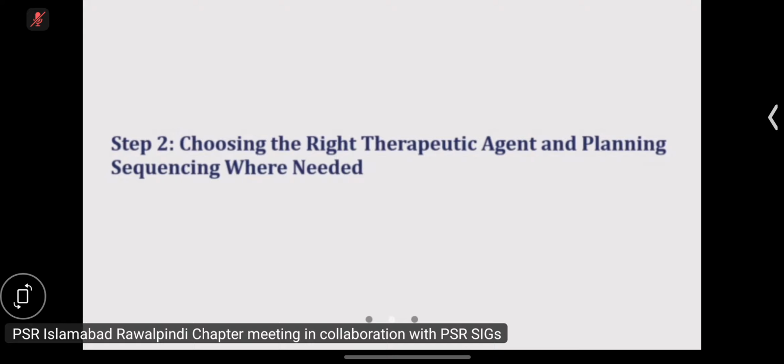Now, step 2 in the treat-to-target approach is choosing the right therapeutic agent and planning sequencing where needed. This is a very important step. We know that we have anti-resorptive drugs available and we also have anabolic drugs available. So which drug should be chosen as the first-line treatment?